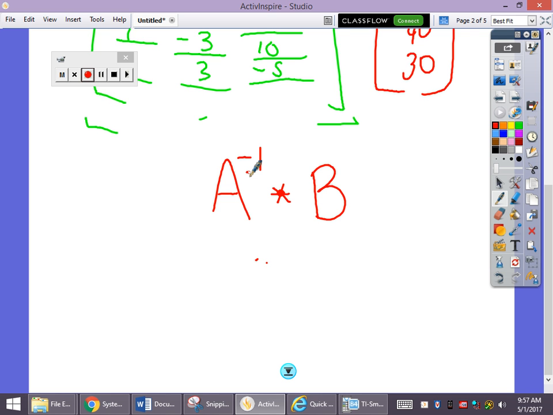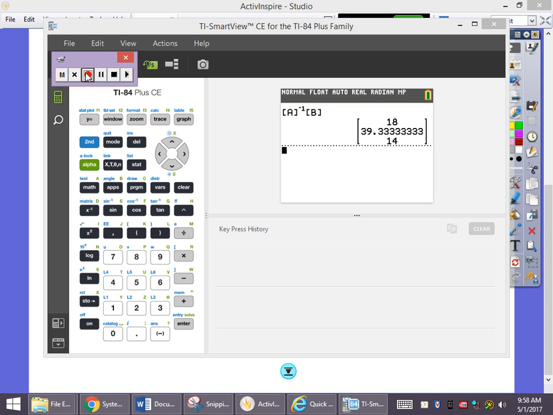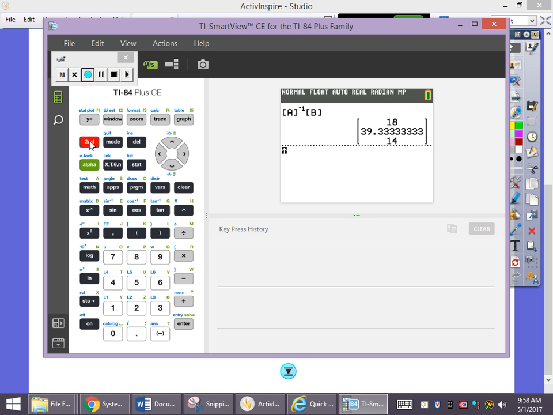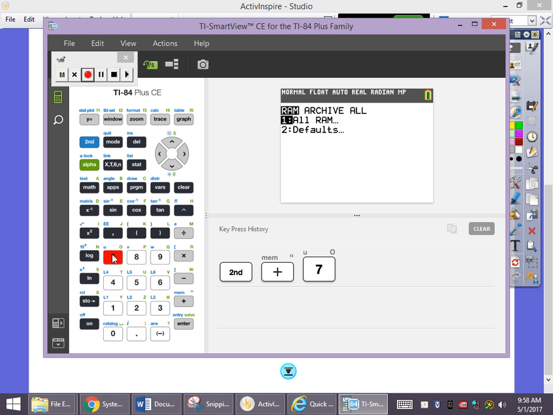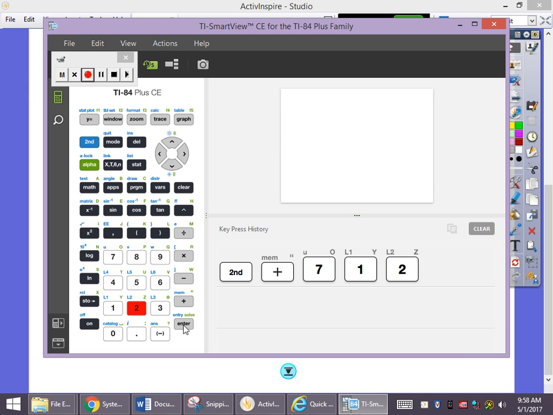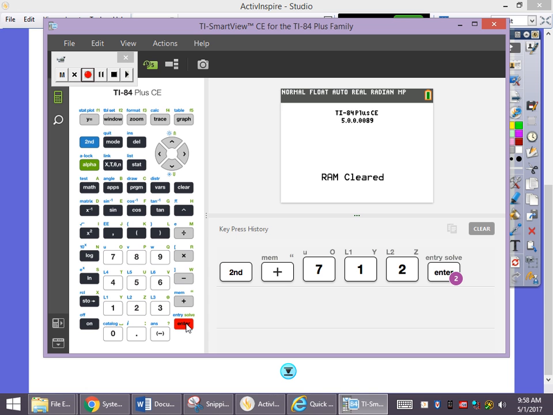Remember, I told you, you will never have to calculate the inverse of a 3 by 3, okay? So we're going to utilize the calculator. Please copy down this formula and then take out your graphing calculator. Okay, ladies and gentlemen, other classes use these, so I want you to have a fresh start. So if you're using my graphing calculators, you're going to do second plus 7, 1, 2, enter. Okay, it says done, you're good to go.